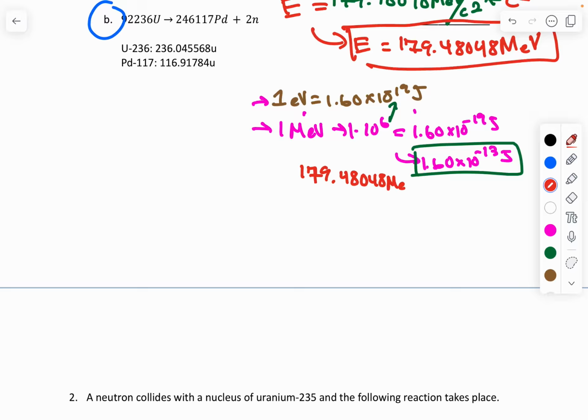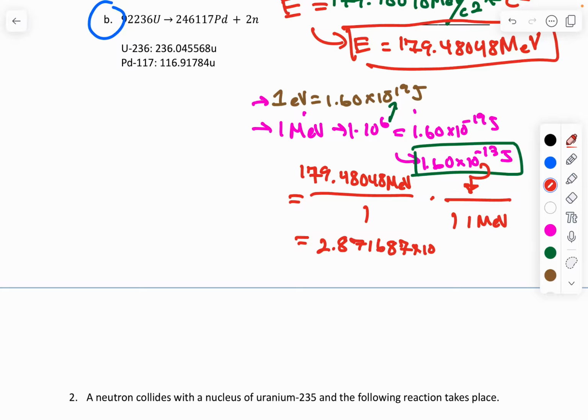Okay, so now I have 1.7948 MeV over 1 times 1 MeV. You can see how the energies cancel, and now I'm going to put this here. If I do this multiplication, it'll give me the answer for joules. So I'm going to do the multiplication for joules: 1.60 times 10 to the negative 13. So I get 2.871687 times 10 to the negative 11 joules.